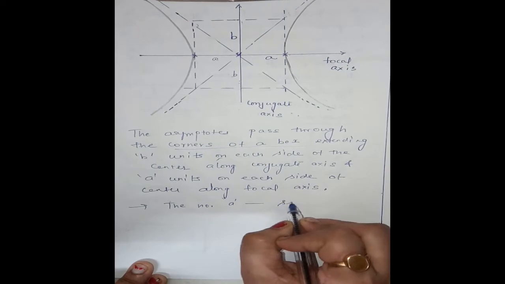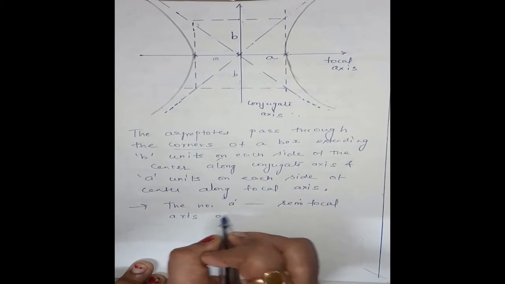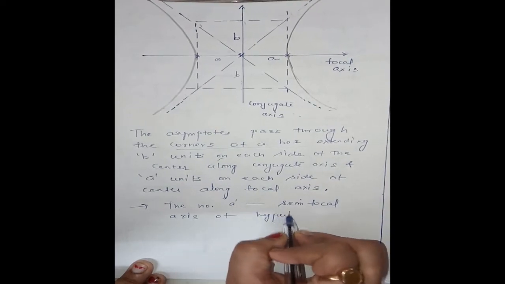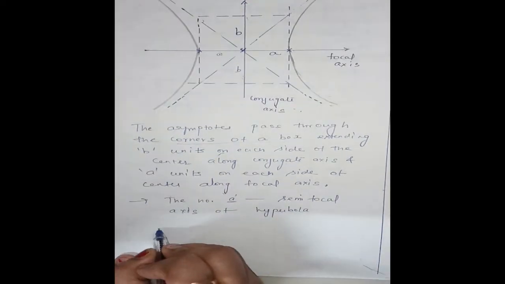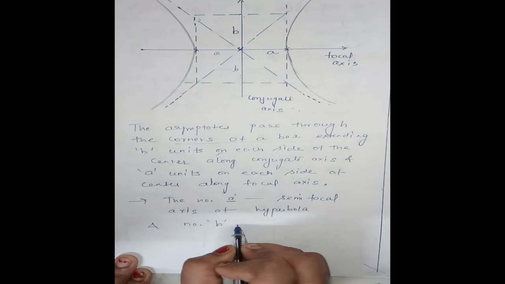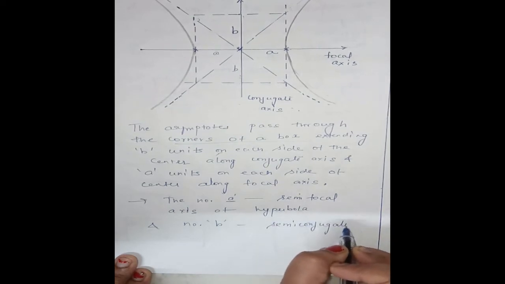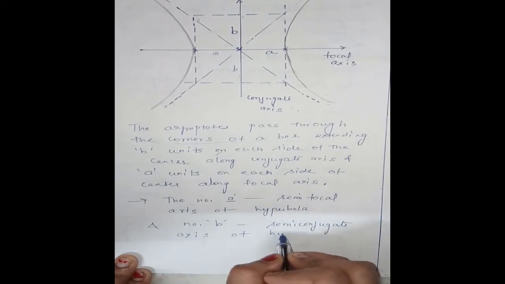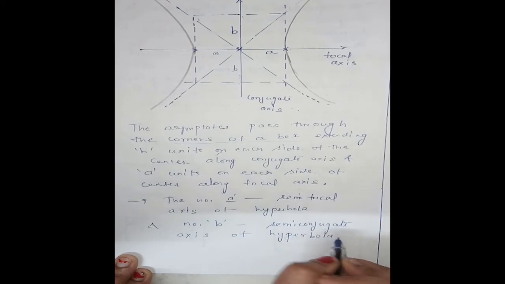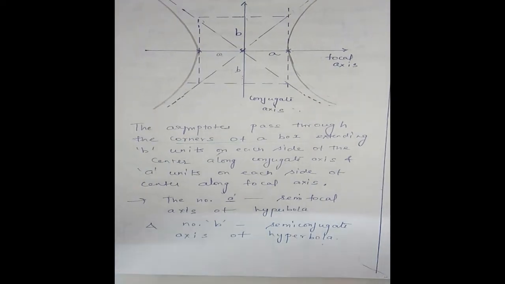The number a is called the semifocal axis of the hyperbola, and the number b is called the semi-conjugate axis of the hyperbola. This a is called the semifocal axis of the hyperbola and b is called the semi-conjugate axis of the hyperbola. Clear? Okay.